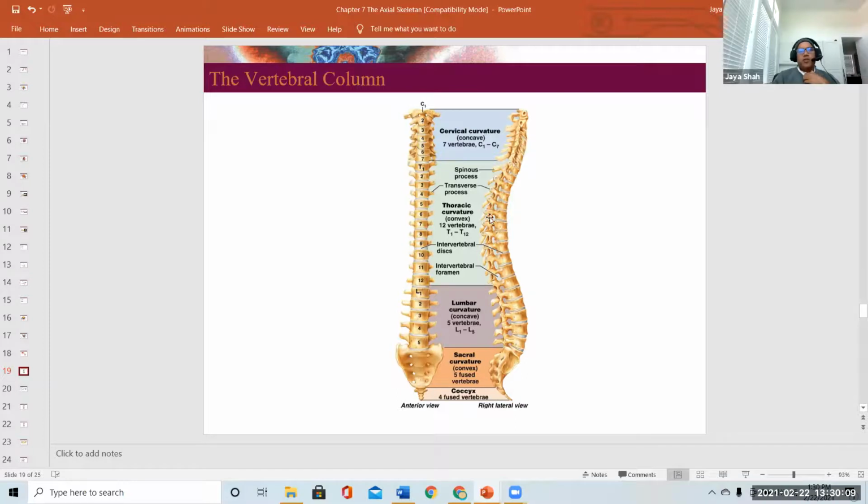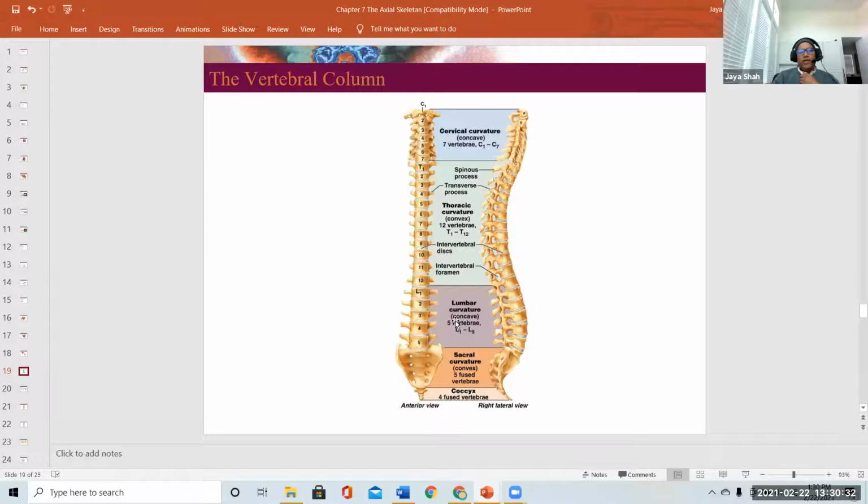After the cervical vertebrae, you have the thoracic vertebrae. They are 12 and are numbered from T1 to T12. The spaces between the vertebrae are called intervertebral discs. And there is a lateral opening between the vertebrae, and that is called the intervertebral foramina.